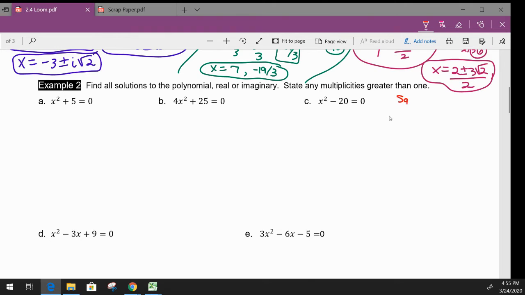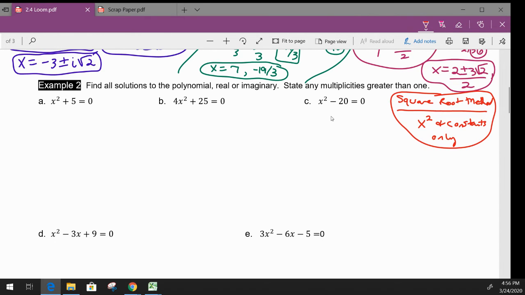So the square root method, that is not how you spell square root. So square root method, you only can use when you have an x squared and constants only. So if you look at these three examples here, they do not have a middle term. They have an x squared term and they have a constant with no x. They have an x squared term and a constant. You've got an x squared term and a constant.